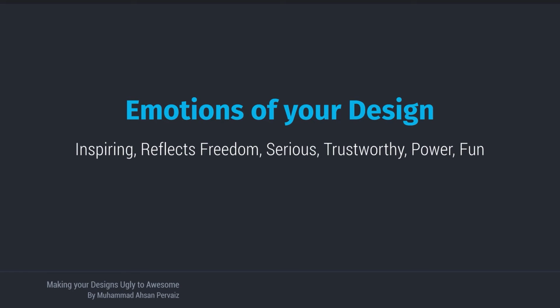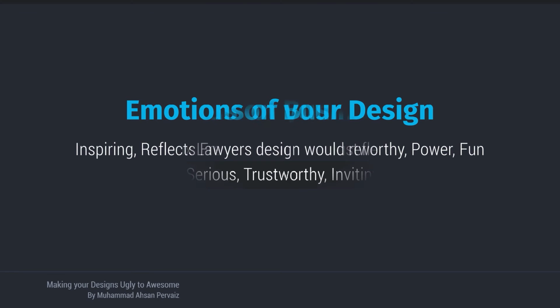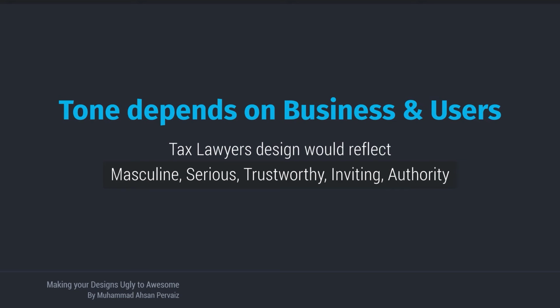So there is tone and there are emotions: what your design is actually reflecting. It could be inspiring, or reflect freedom, or be very serious. What is the emotion it is showing to your customer or the user? Whether it looks very trustworthy, shows that this is a very powerful organization, or is very fun, or very creative. So these are different reflections that come from your design. The tone of your design actually depends on the business and the user.